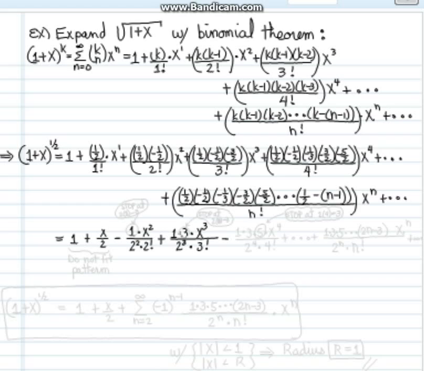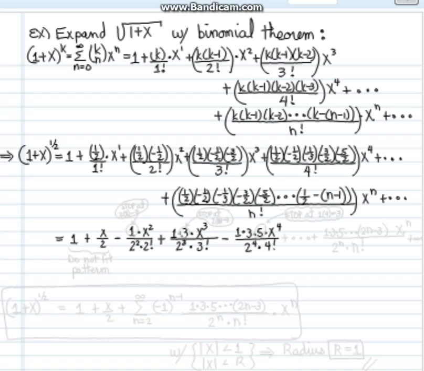And then we have a minus, and our denominator is 1 times 3, see, we're getting odd numbers here, times 5 times x to the fourth over 2 to the fourth times 4 factorial. So the power of 2 in the denominator, starting with the n equal 2 term, is just 2 to the n power times n factorial. And the numerator is doing something interesting.